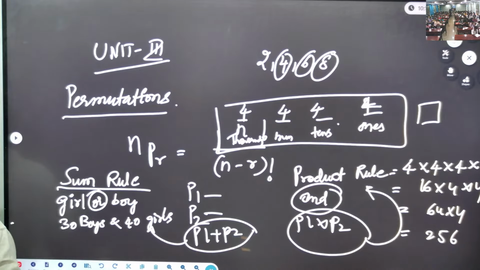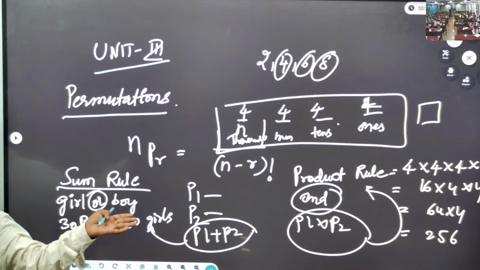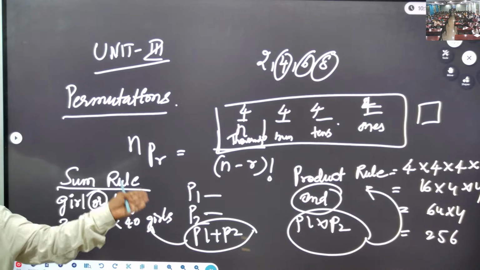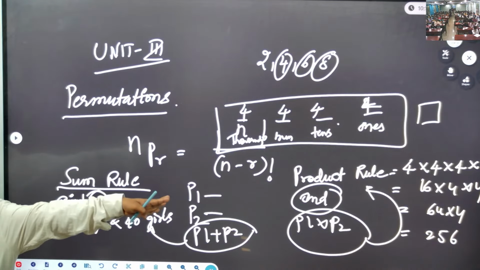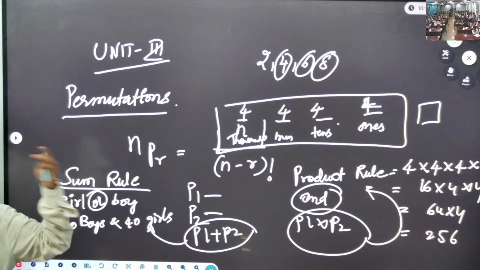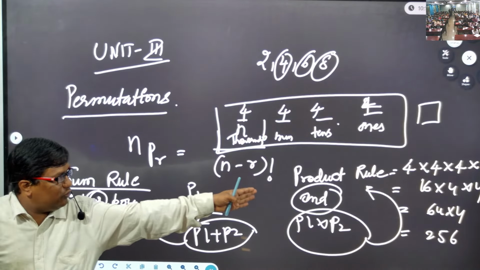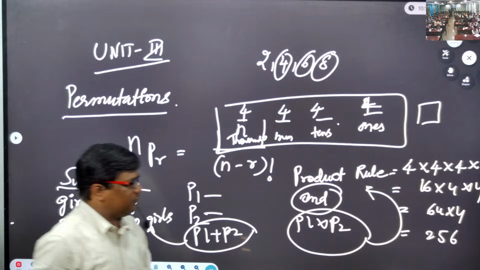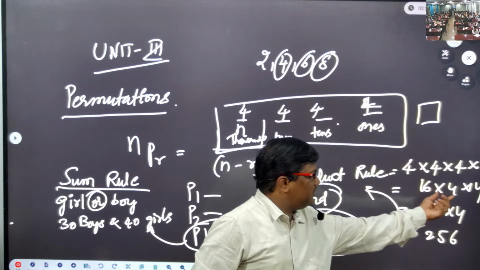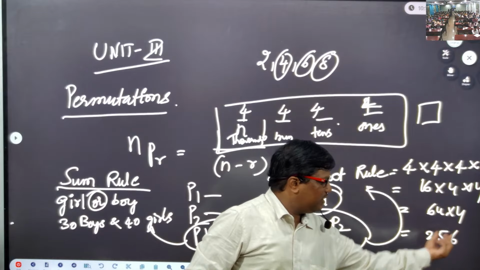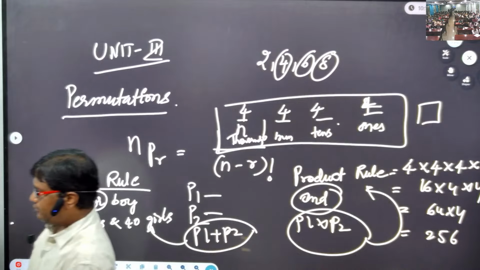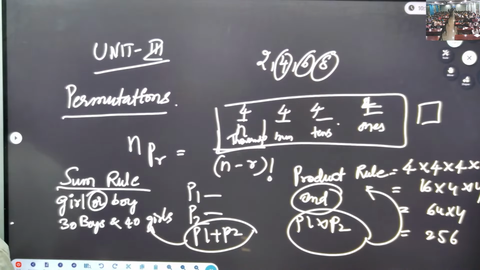If you want to write directly, you can write 4 into 4, 16, 16 into 4, 64, then 64 into 4, 256. Directly. Otherwise, you can write step by step. First, multiply 2 letters, then multiply the next 2, then multiply the further ones. Right. So if it is done, then go for the next one.